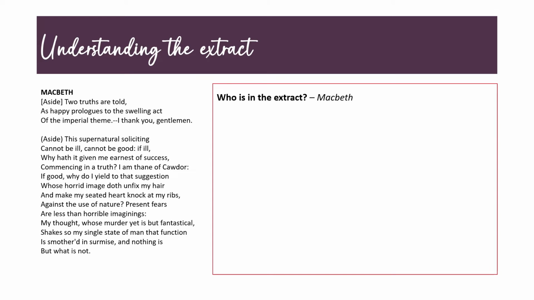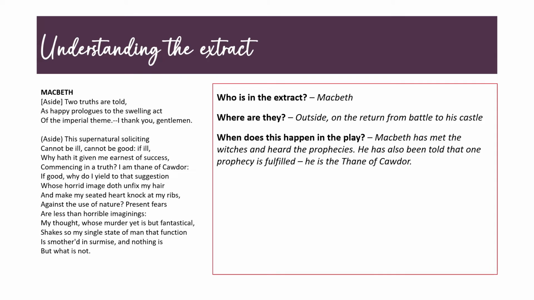The first one is who is in the extract. So we know Macbeth is the main character here. Where is that character? Well, because I know the play really well, I know that he's outside, he's on the return from the battle back to his castle. And where does this happen in the play?